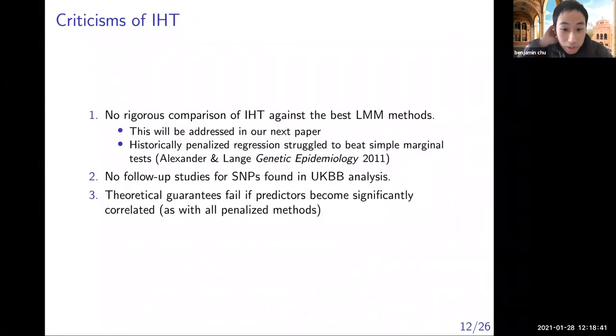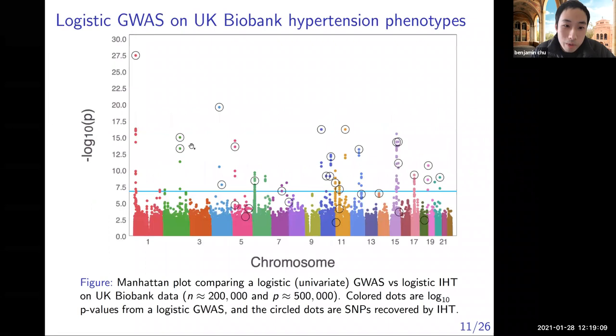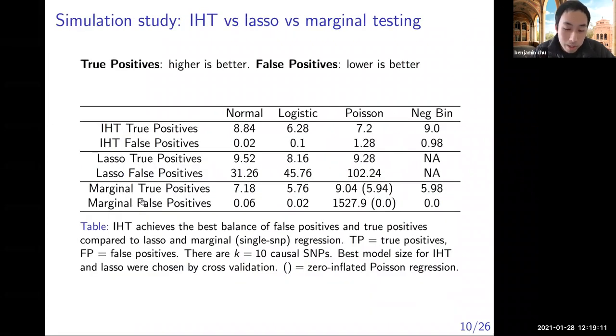So, of course, that's really great, but we need to avoid premature excitement, right? So here are some criticisms of our method. For instance, number one, we will address this with our next paper, but basically there's no super rigorous comparison of our method against the latest linear mixed models, right? Up here, we compared it against the marginal, the SNP by SNP model, but this is not the linear mixed model. So you don't have that variance term.